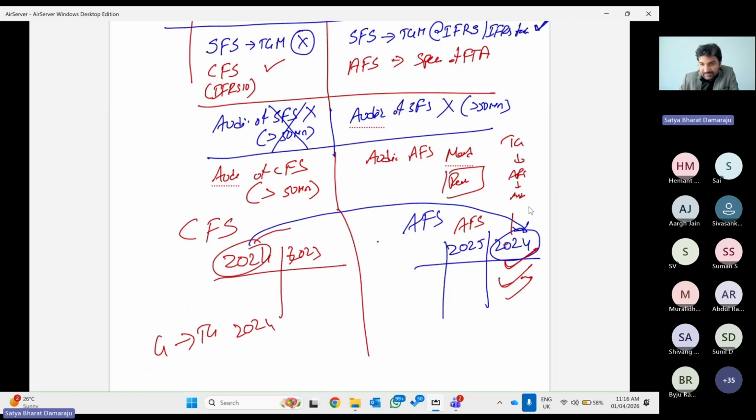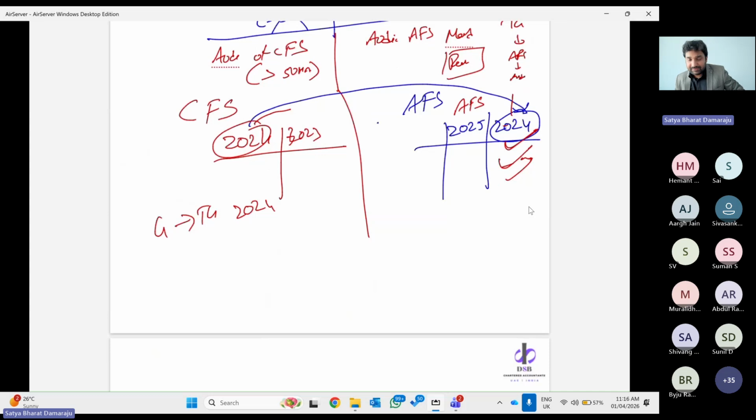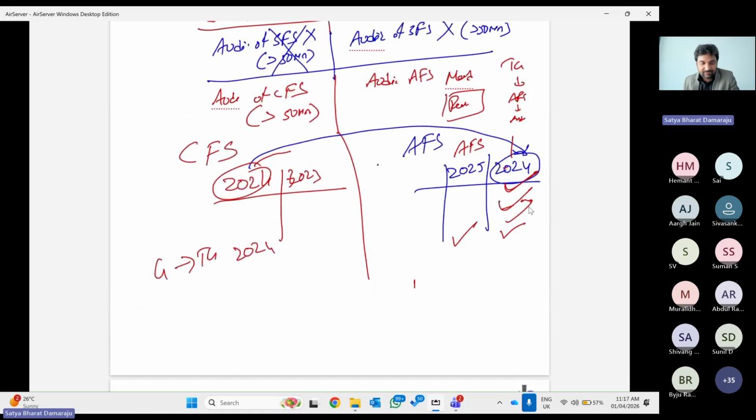This will go for a change. So this is one thing, not very clearly written, but this is an interpretative understanding. So AFS we need to prepare both for 2025 and 2024 as a comparative, provided the group is already in existence from 2024 or 2023. Clear? Can we go forward?